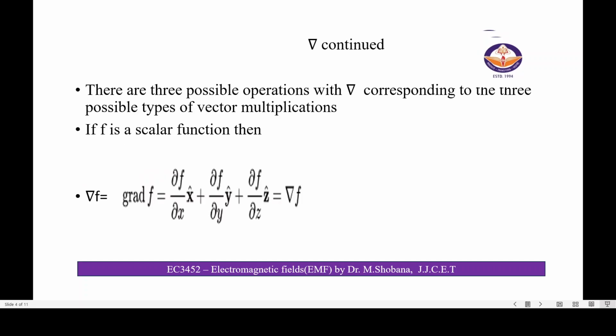Now there are three possible operations with del, corresponding to the three possible types of vector multiplications. Let us consider that if f is a scalar function, then we can define the gradient of that function by del f. So del f is equal to the gradient of f, which is given by ∂f/∂x along the vector x cap plus ∂f/∂y along the vector y cap plus ∂f/∂z along the vector z cap.